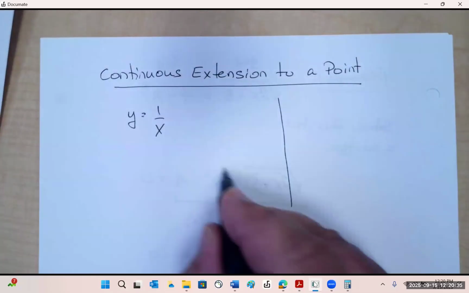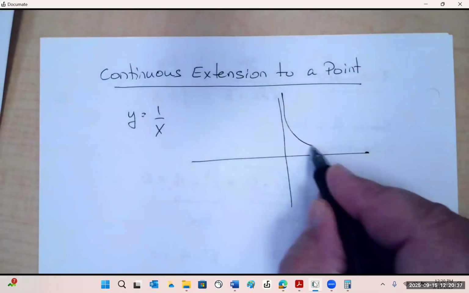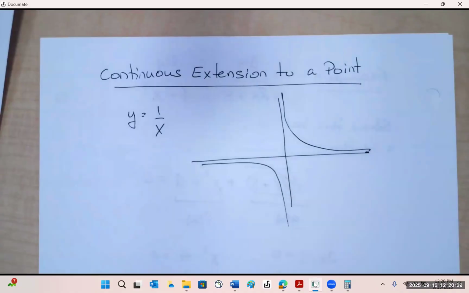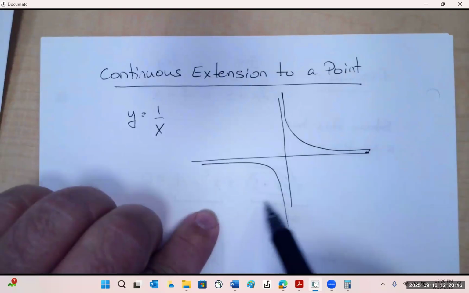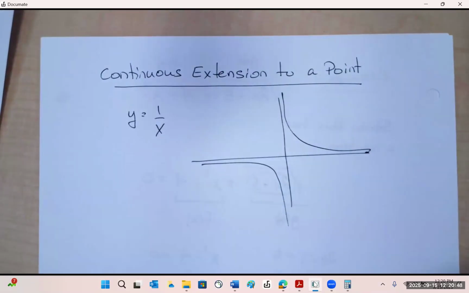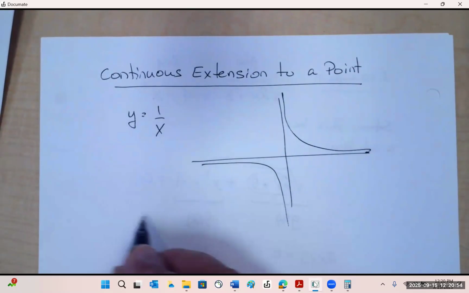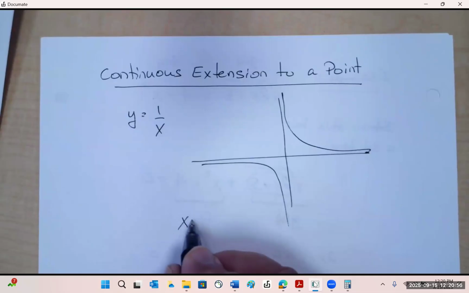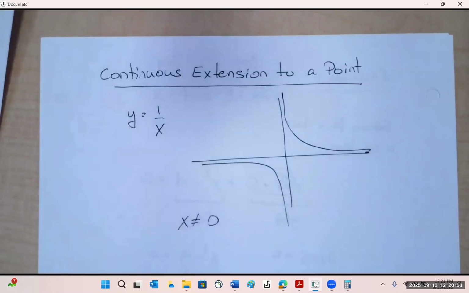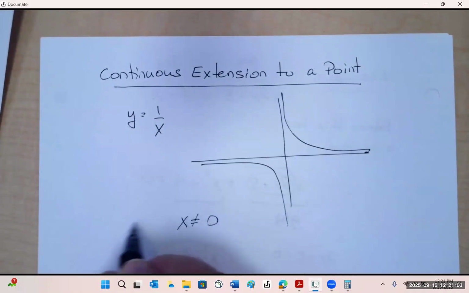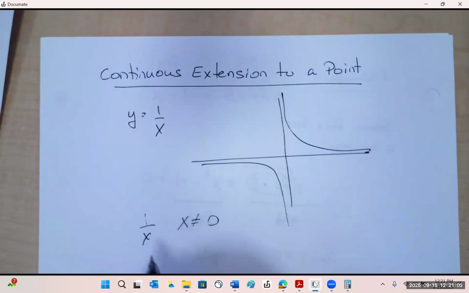What this graph looks like right now is that we have an asymptote. First off, is it continuous everywhere except at one point? Yes. So we know that as long as x does not equal 0, it's continuous. If x doesn't equal 0, then our function is 1 over x.